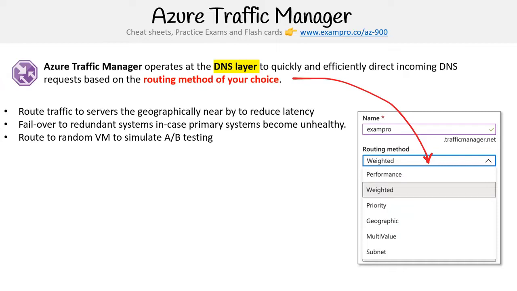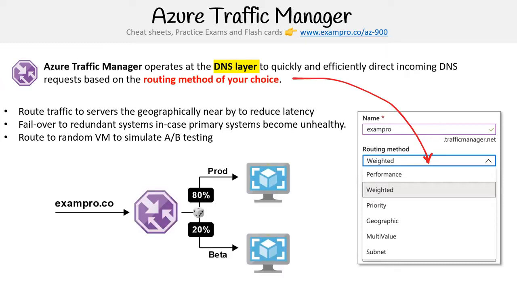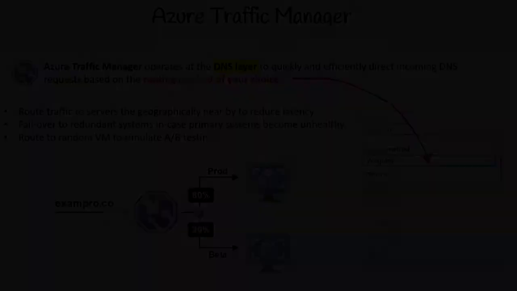I think the best use case is failovers at the DNS level. I think that's a great one. And just a visual example here, imagine we had exampro.co and we had a production server and a beta server, and we only wanted 20% of our users to see the beta server. So we could use, I guess we'd use weighted there, and we'd say 80% on prod, 20% there, and that's how that would work. So there you go. That's Azure Traffic Manager.